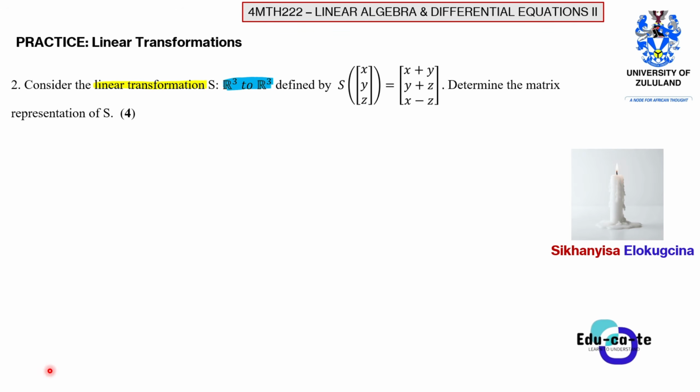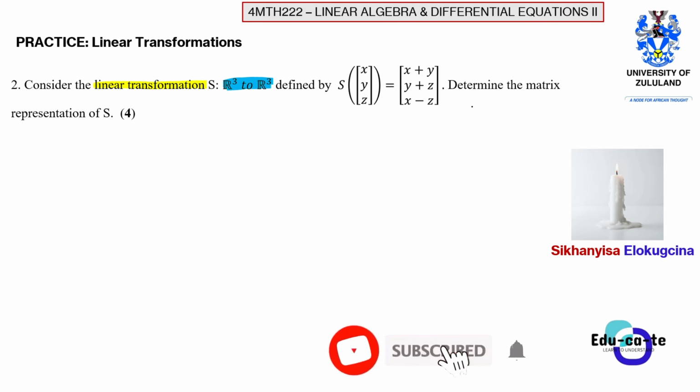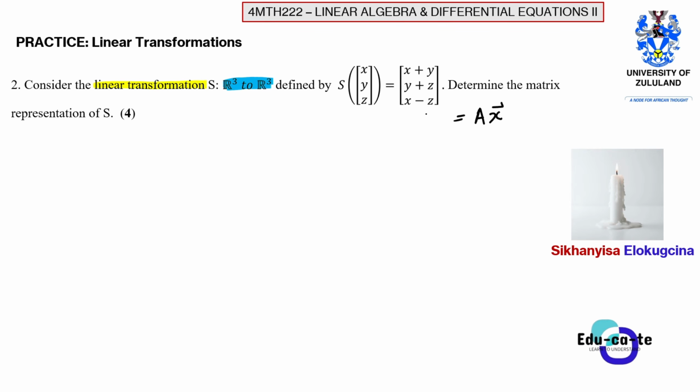So in simple notation, we are saying that we are taking the vector X and multiplying it by the matrix A. So the transformation S transforms the vector X, which is given by x, y, z, by doing what? By multiplying with matrix A. So let's do exactly that.